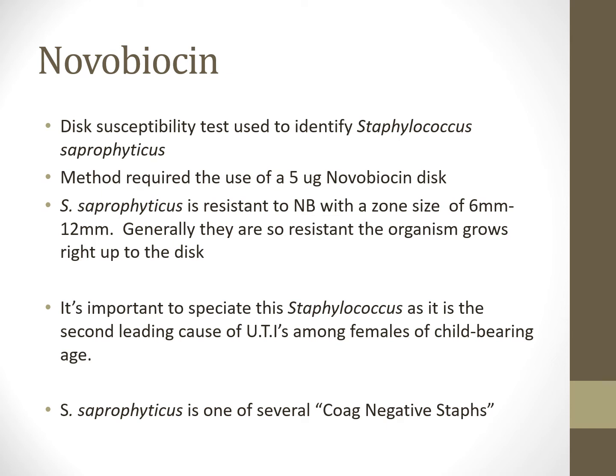It is important to speciate Staphylococcus because Staphylococcus saprophyticus is one of the leading causes of urinary tract infections among females of childbearing age. Like I said, all of the Staphylococcus that are not Staph aureus are considered coag negative staphs. So Staphylococcus saprophyticus is one of several coag negative staphs.